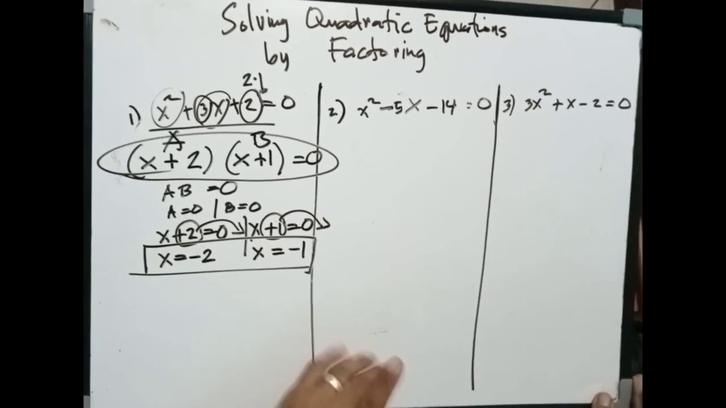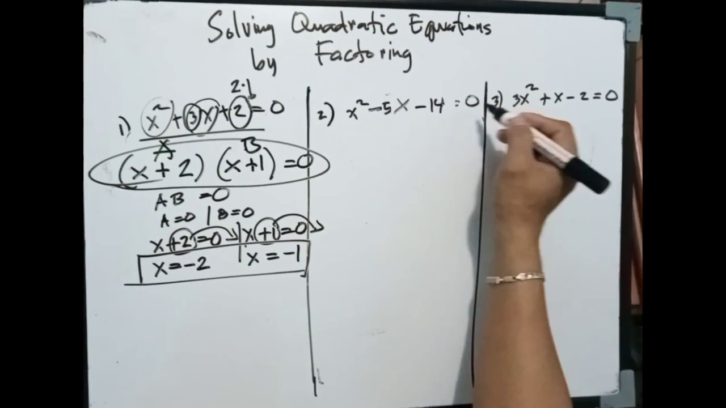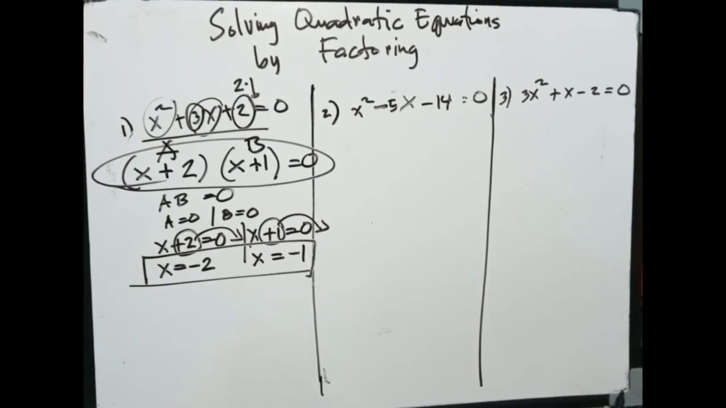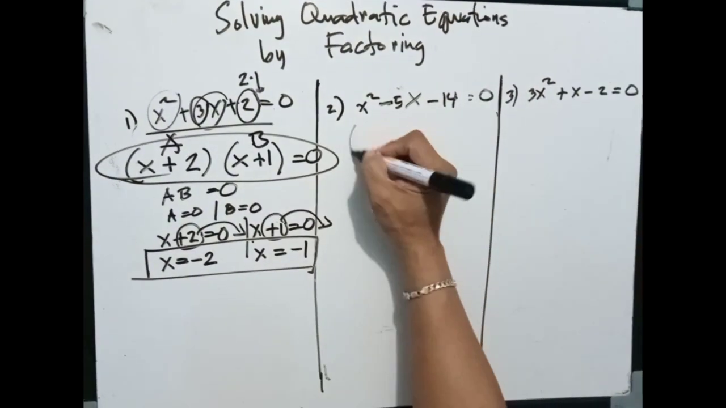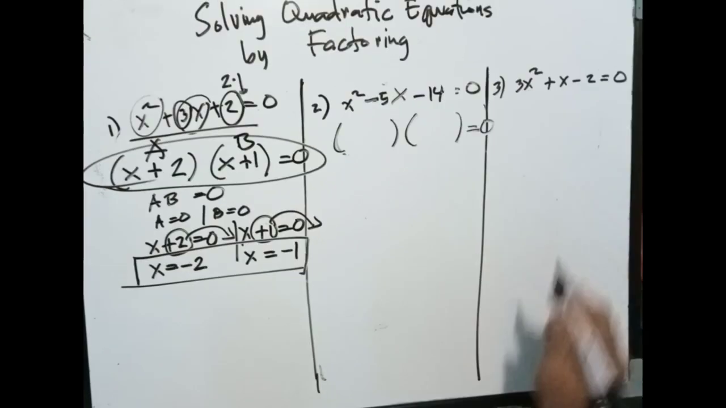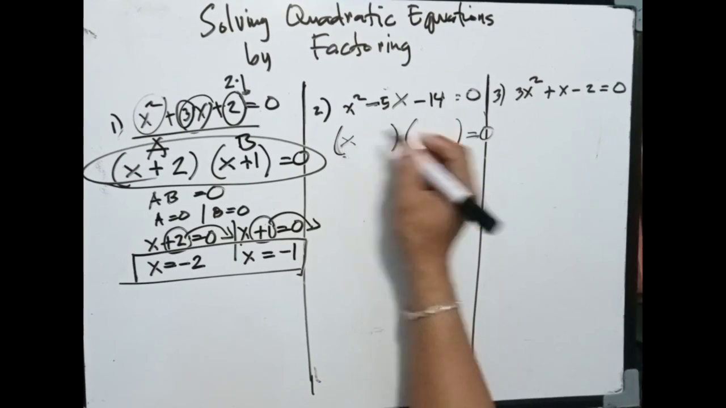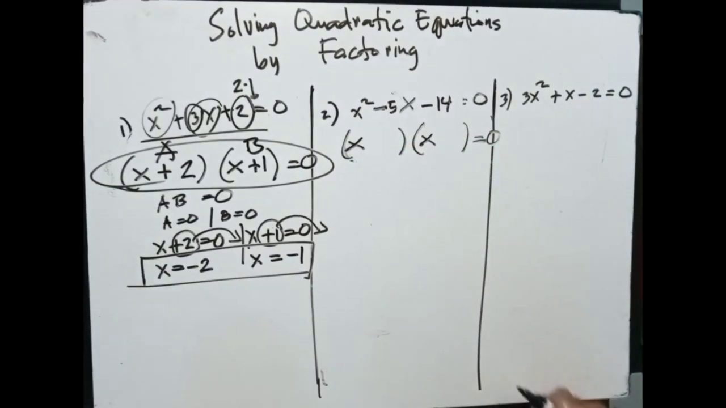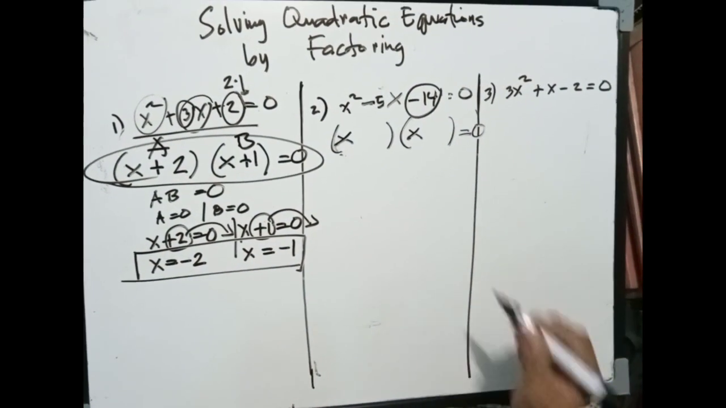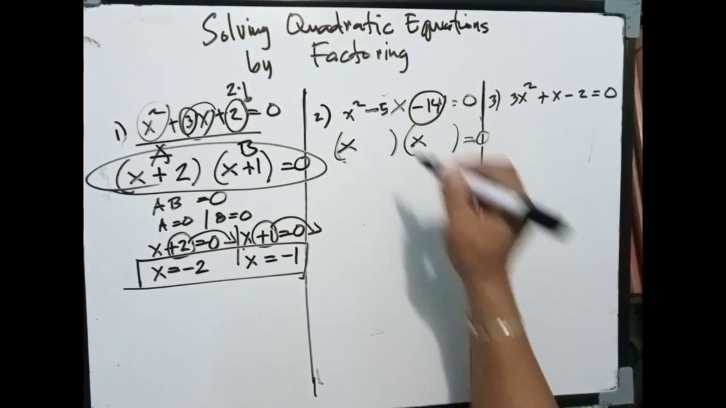Now, let us proceed to number 2. X squared minus 5x minus 14 equals 0. The given equation is already in standard form. Let us do the factoring. Let us use two parentheses or two quantities. Break down the quadratic term into two factors, x and x. Then, let us look at the constant term, negative 14. What are the factors of negative 14 whose sum is negative 5?